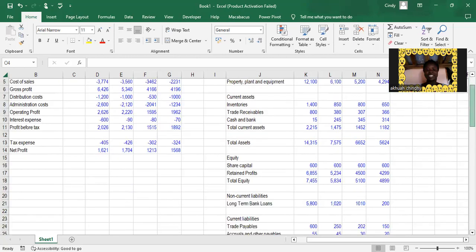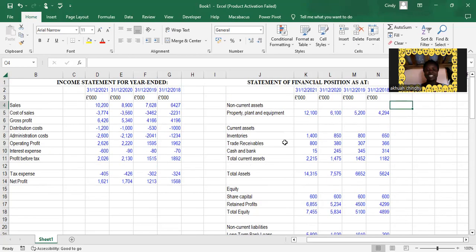So here is a sample income statement that we'll be working with. Here is the statement of financial position as well, because we need these two in calculating ratios. Ratios compare the financial statements to give us figures that show us the financial performance, or how these statements relate to each other, to get a proper view of what the business operations are.